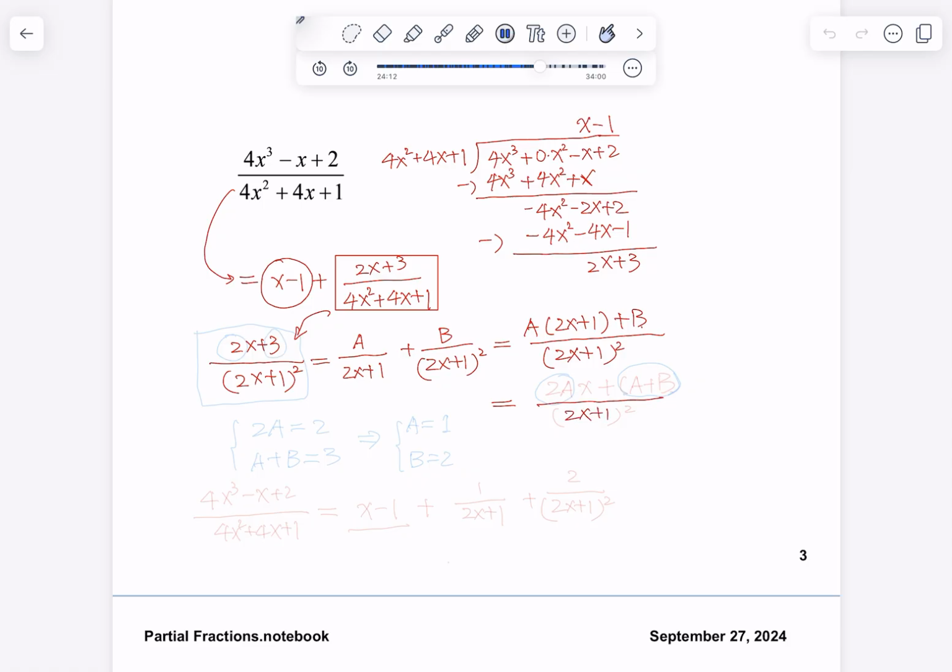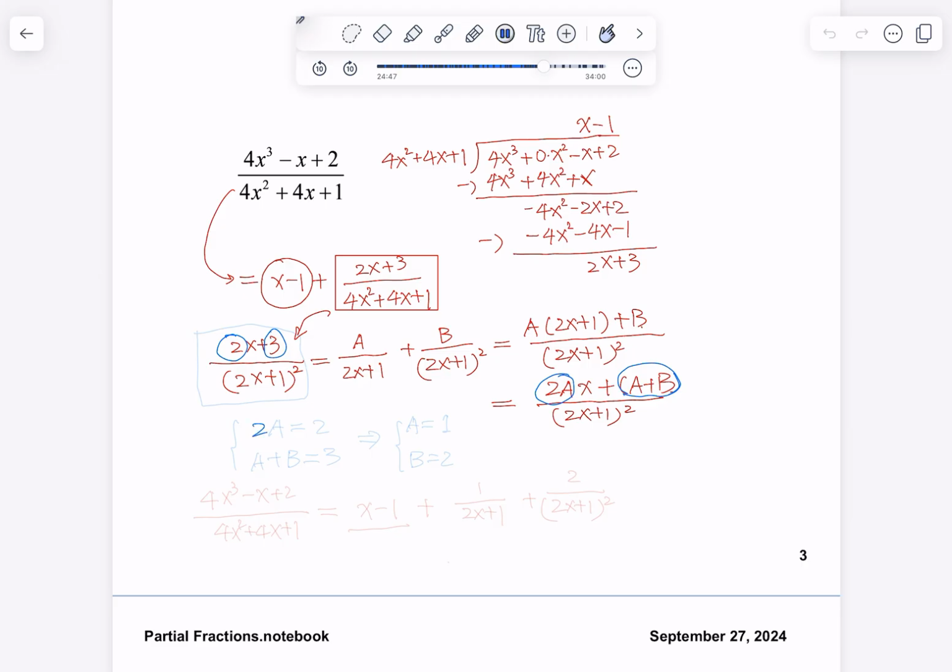Simplify. You would have 2a of x plus a plus b. Then you would compare the coefficients for x with the original rational function, which is here. And you will compare 3, that should equal to a plus b here.